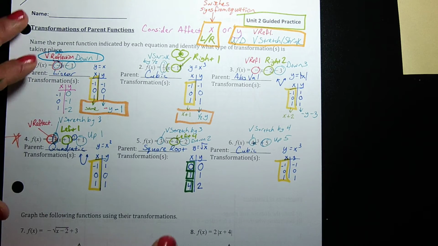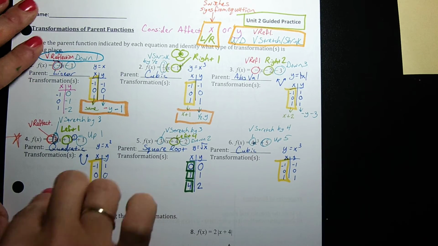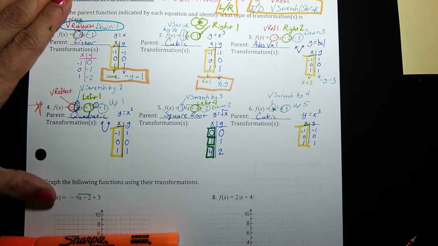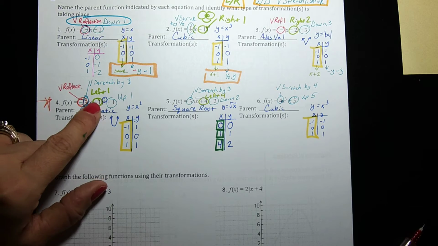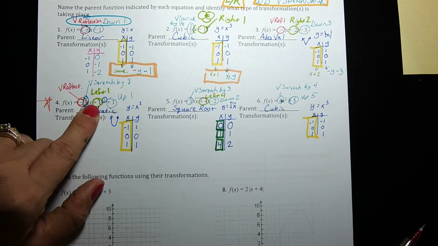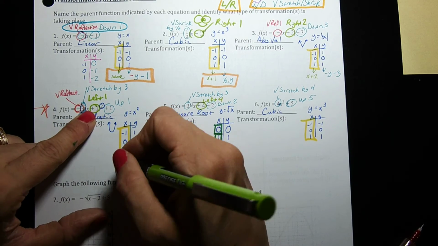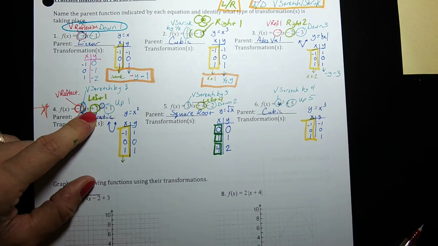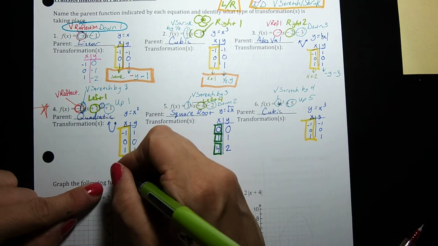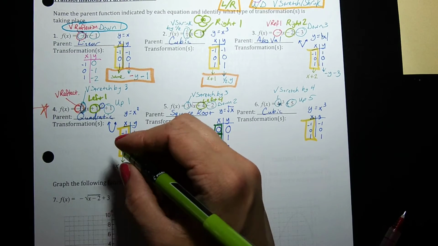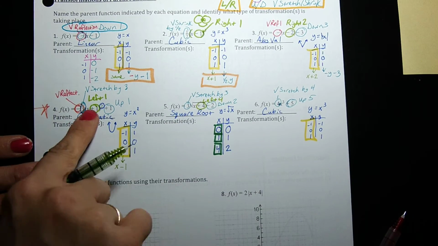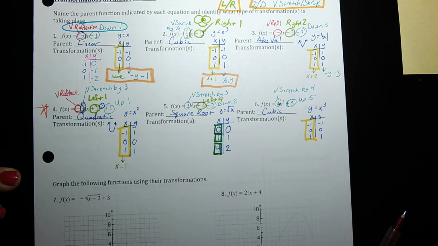So folks, we'll go through number 4 together since this one's kind of tricky, and then I'll turn you loose on the next two. So here, we've got left 1. That's the only thing that's going to affect x. So what are we going to do to move my x values left 1? X minus 1 or plus 1? Minus 1, opposite of the sign that you have in the equation.